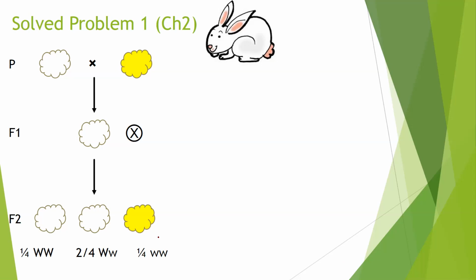Many years ago, some people did a very interesting experiment. In this experiment, they had two inbred lines of rabbits. I will use rabbits as an example here. This is a one-gene phenotype. One parent line produced only white fat, WW, big W. Another inbred line always produced yellow fat, lowercase ww. They crossed these two parents to generate the F1 progeny.